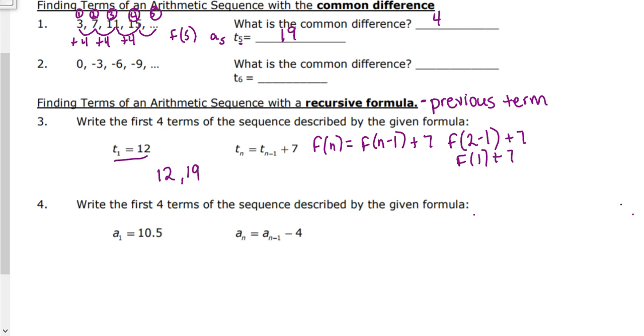If I want to find my third term, I'm going to do 3 minus 1. That's 2. So that means I'm taking my second term and I'm adding 7. So my second term's 19. And I'm going to add 7 to my second term. And then I'm going to take that term and add 7 to that to get 33.